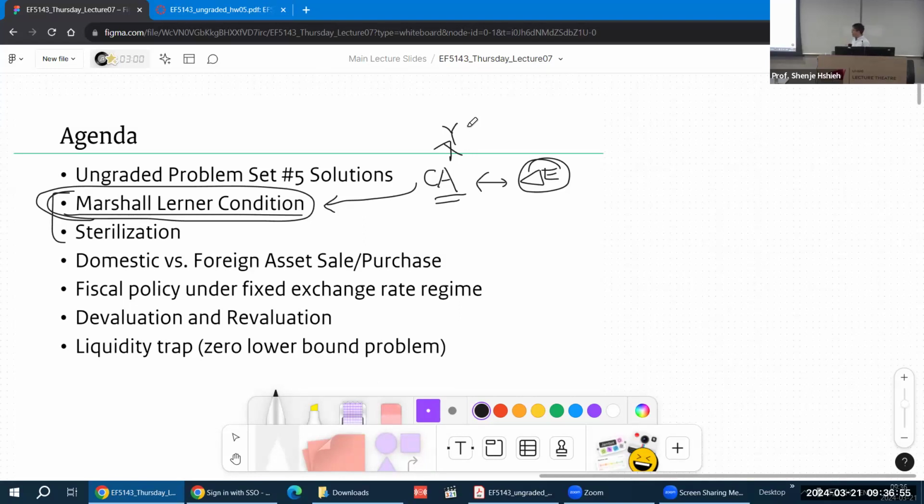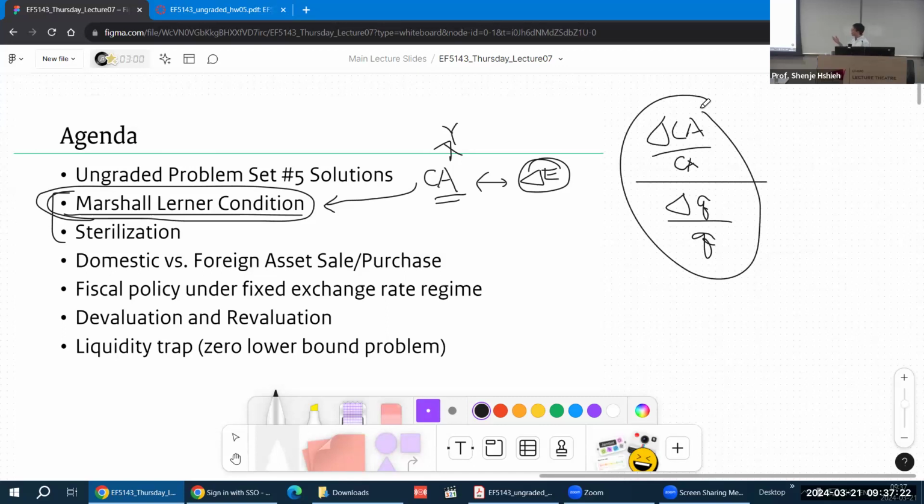So we're going to dive a little deeper into the Marshall-Lerner condition, and then I'm going to tell you how to interpret it from the economist's point of view in terms of elasticities. Elasticities just means percent changes as opposed to level changes. So I want to think about the change in CA divided by CA over the change in Q over Q, right? So we're thinking about this in terms of percent changes, as opposed to just change in CA over change in Q, right?